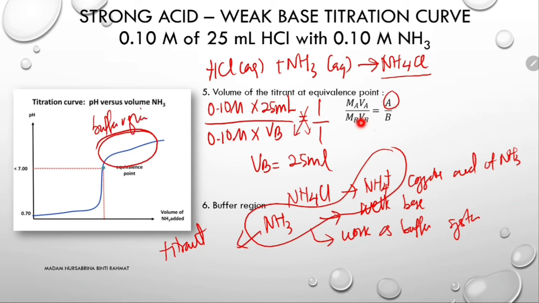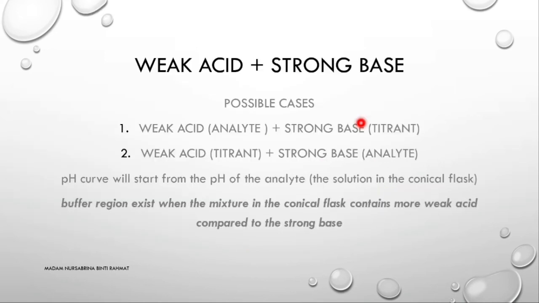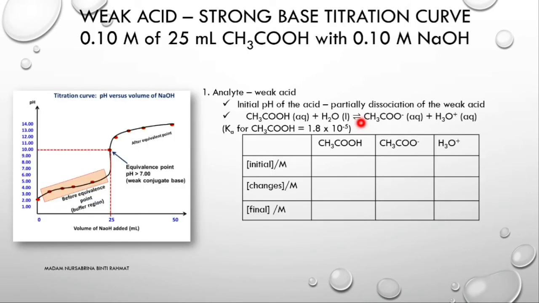So that's why you're going to see a slow increase in the pH instead of a sharp increase, because a buffer is a solution which can maintain its pH even after addition of a small amount of strong acid or strong base. Okay, right. So let's look at the last case, which is between weak acid and strong base. In this example, I use again my weak acid as my analyte, whereas my base is my titrant.